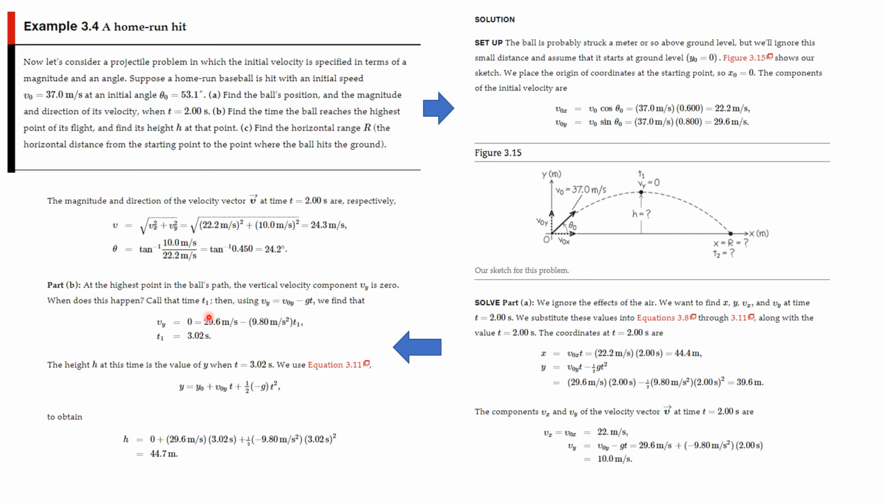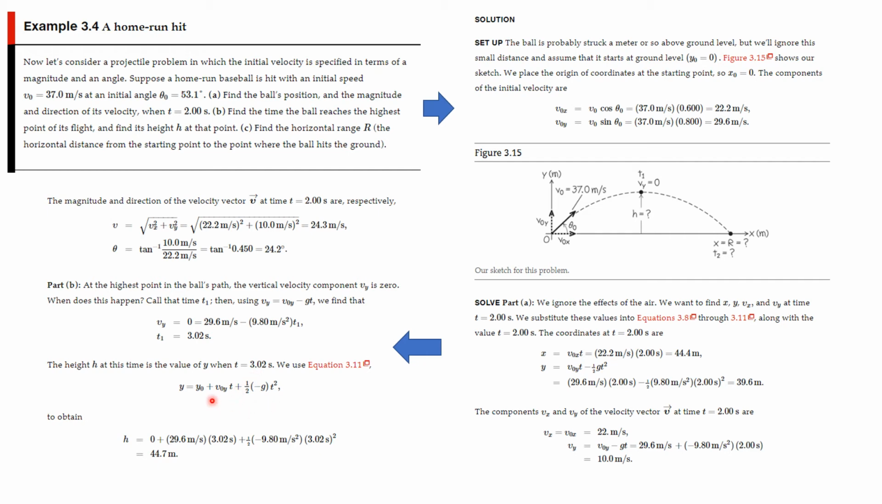When does it happen? We'll call that time t1, and then what we're going to say is that Vy is equal to v0y minus gt. We set that equal to 0, and we solve, and we get 3.02 seconds. And then the height is given by this equation: y is equal to y0 plus v0y t plus 1/2 times minus g t squared.